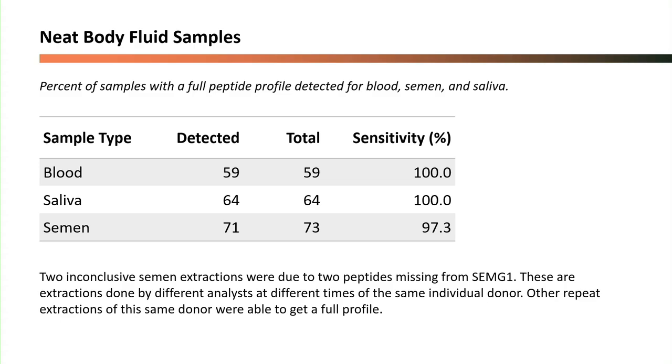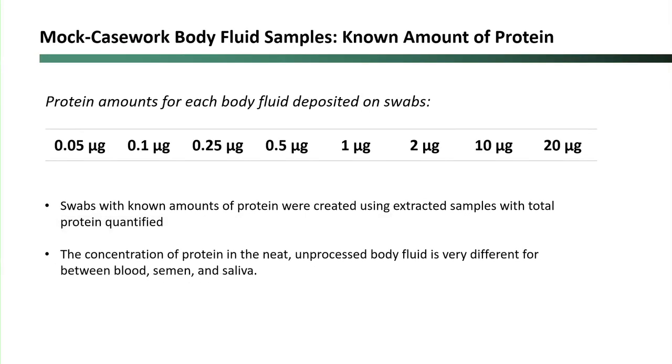But other extractions of that same individual donor were also able to identify a full panel. So you just see some more variability of detection at the lower total amount of protein. So something else we did is we created some mock type samples, first using a known standardized amount of proteins. So the way we did that is we used those neat samples that had been solubilized and quanted, and then we prepared swabs using specific amounts of protein based on those total protein quants.